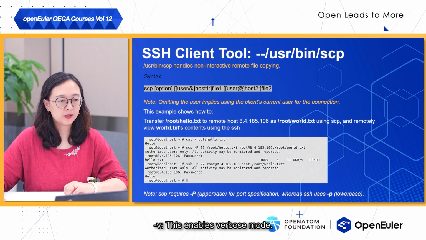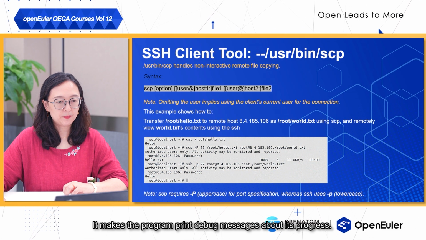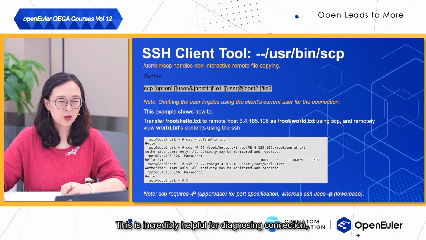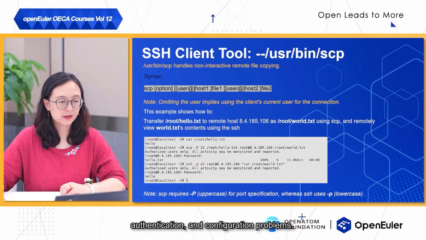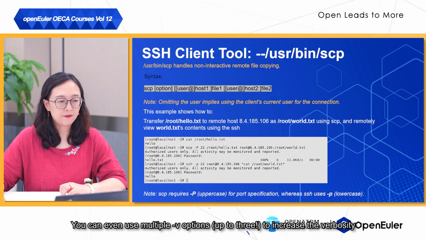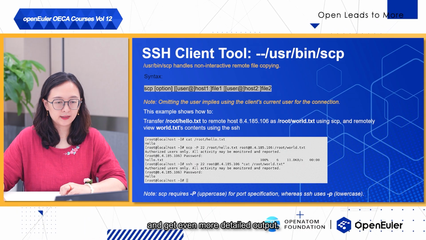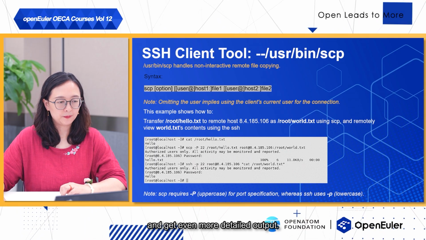-v. This enables verbose mode. It makes the program print debug messages about its progress. This is incredibly helpful for diagnosing connection, authentication, and configuration problems. You can even use multiple -v options, up to 3, to increase the verbosity and get even more detailed output.